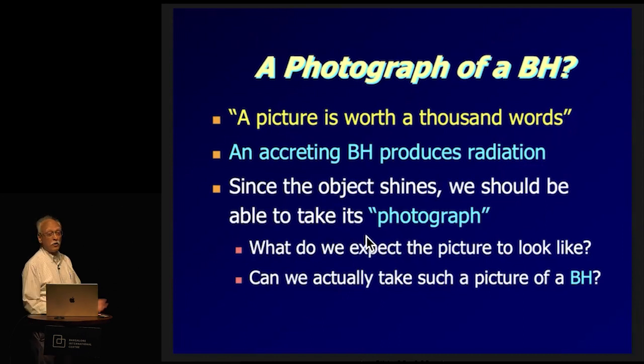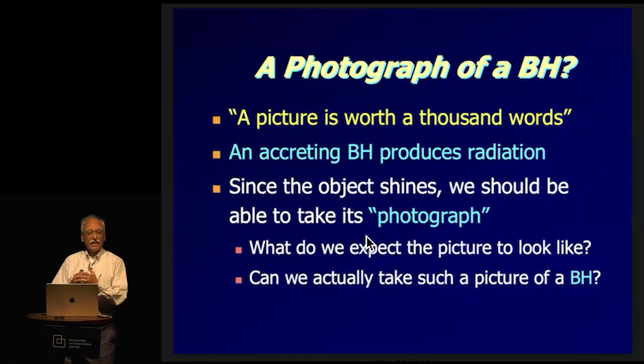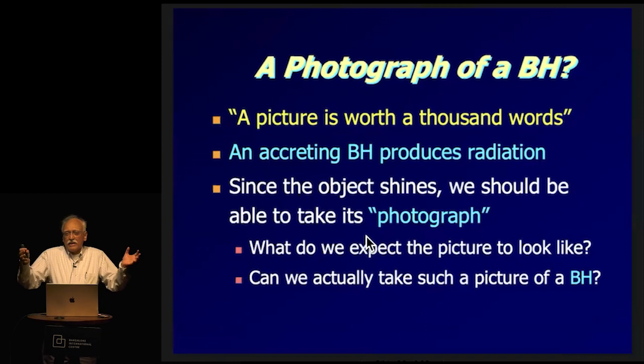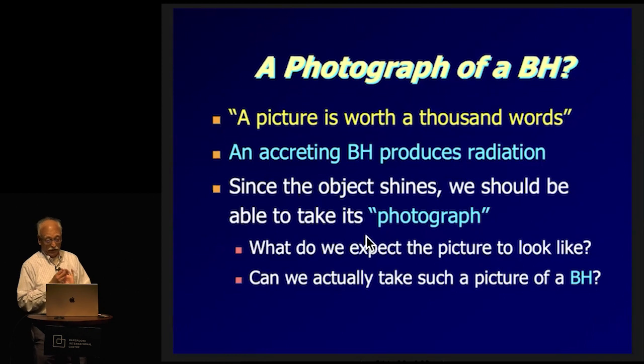Accreting black hole, we already said. When I say accreting, I mean gas flowing in to a black hole, and they all have gas flowing in, because there's gas everywhere in the universe. Some have a lot of gas, some have less, but they all have gas. They produce radiation because the gas gets hot. So if I have an object which is producing its own radiation and shining, I should be able to make a photograph or a picture of it.